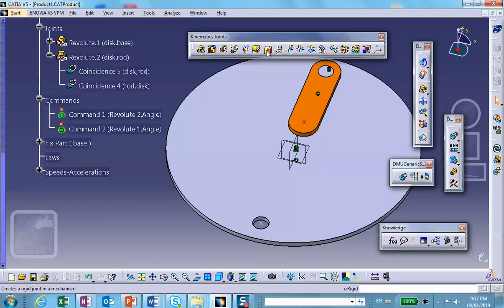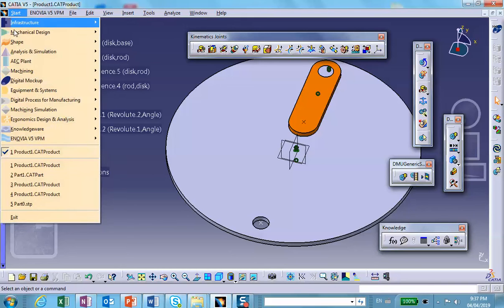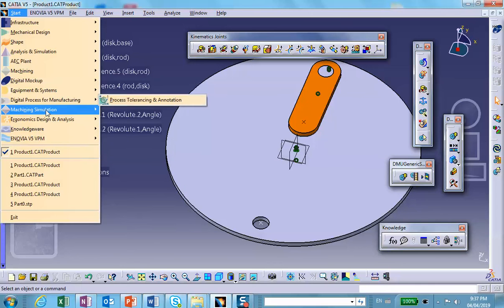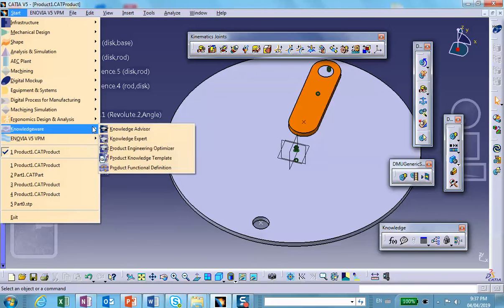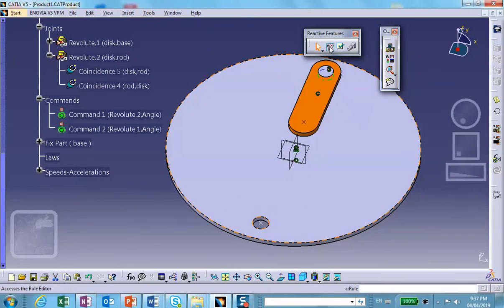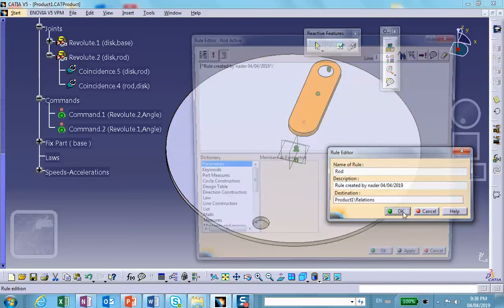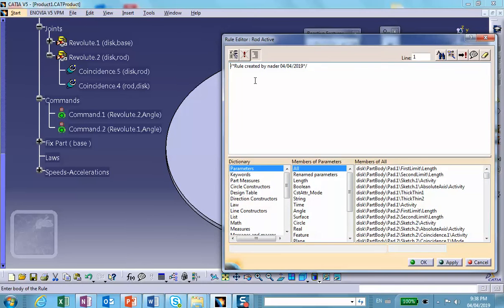Alright, so we have to go write formulas or a script. So how do we do that? We go to Start, Knowledge Advisor, and look for this icon which says if X then Y. So these are rules. So the first one, I'm going to do that for the rod. Okay, for the rod. So the first one is going to go for the rod. Okay, so let's write down.